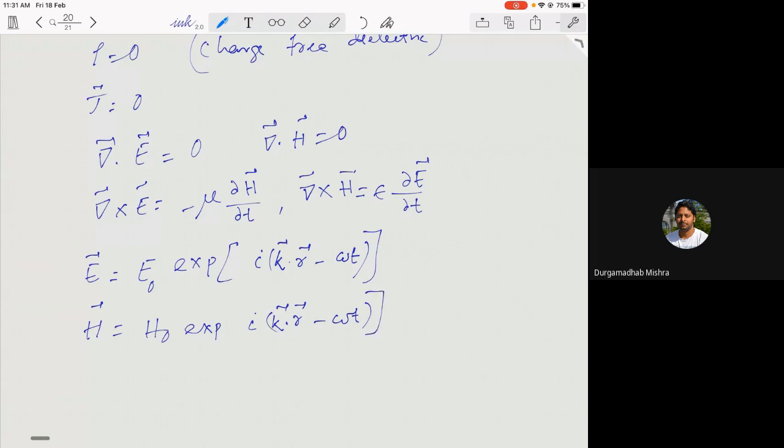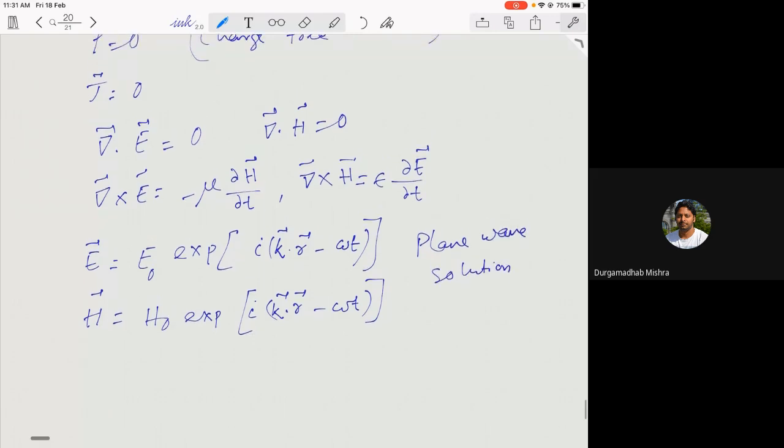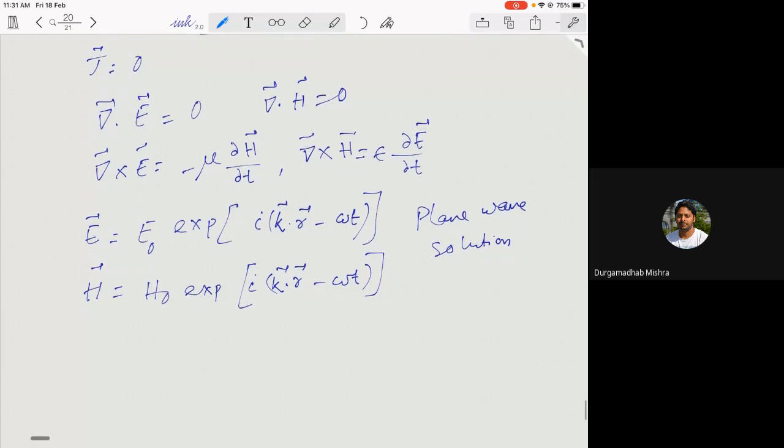So now you use these plane wave solutions. If you calculate the first two terms, del dot E equal to 0, I think you have done that already, so I'll not go through that. You can then find that E and H, your electric field and H vector, are perpendicular to your K vector, the propagation direction. So K dot E will be 0 and K dot H will be 0.